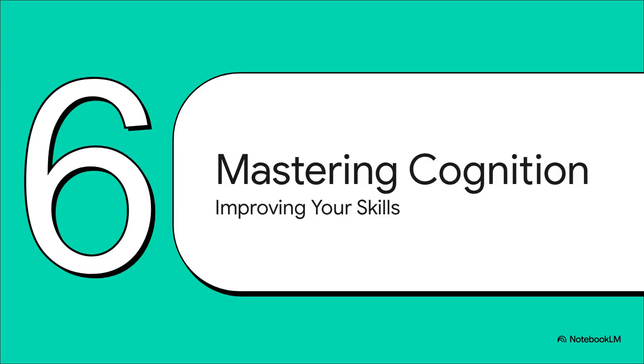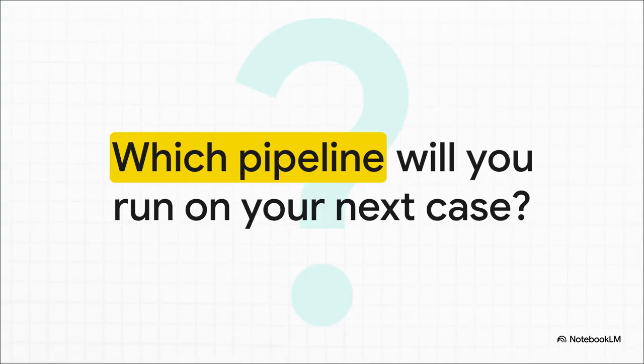Finally, Section 6. Mastering clinical cognition. As we wrap up this explainer, I want you to take a second and genuinely think about your own cognitive blind spots. Are you prone to anchoring bias, where you lock on to the very first abnormal lab value you see and just ignore everything else? Do you struggle with the Bayesian probability math of likelihood ratios when you're ordering tests? Or maybe you frequently forget to check the global health or social determinants of a case.